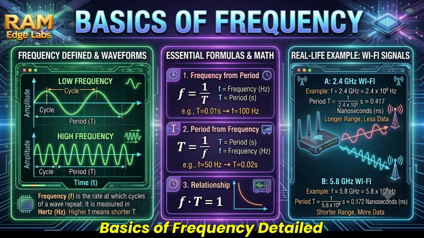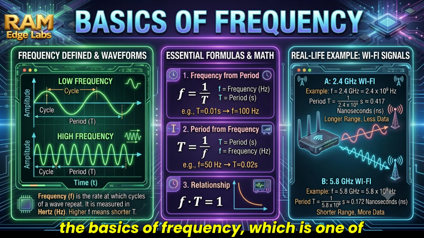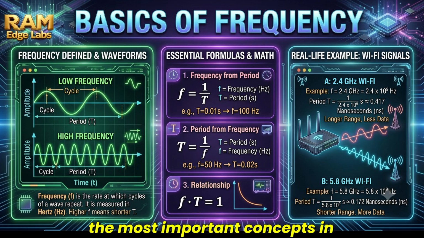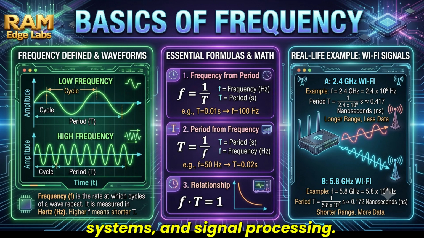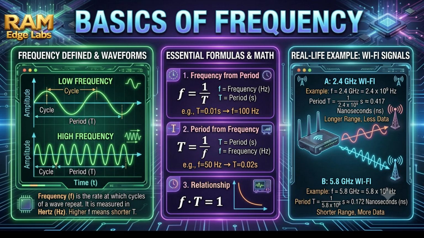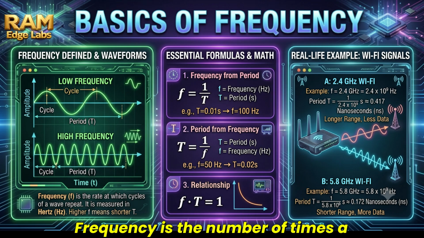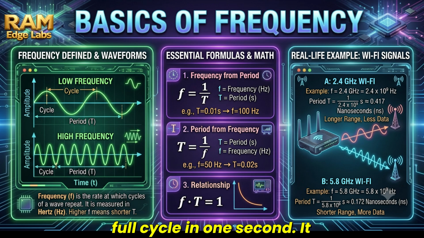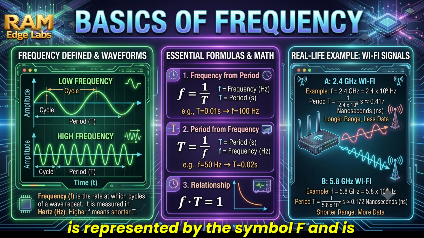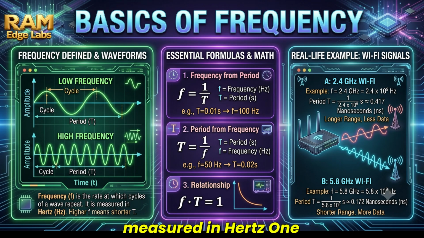Basics of frequency, detailed description. The image explains the basics of frequency, which is one of the most important concepts in electricity, electronics, communication systems, and signal processing. Frequency is the number of times a repeating wave or signal completes one full cycle in 1 second. It is represented by the symbol F and is measured in Hertz.